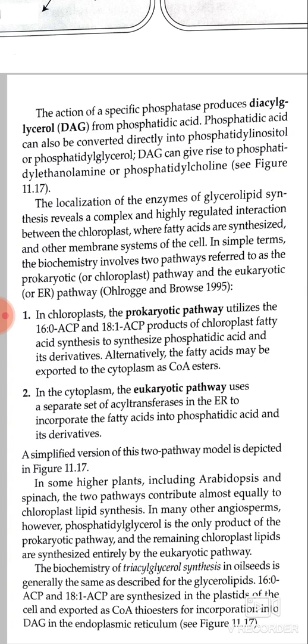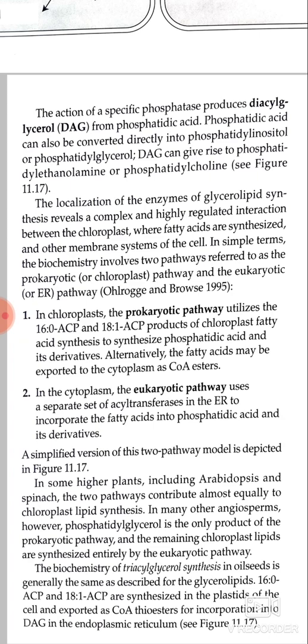The localization of enzymes of glycerolipid synthesis reveals a complex and highly regulated interaction between the chloroplast, where fatty acids are synthesized, and the other membrane systems of the cell. Two pathways are referred to as the prokaryotic pathway and the eukaryotic pathway.